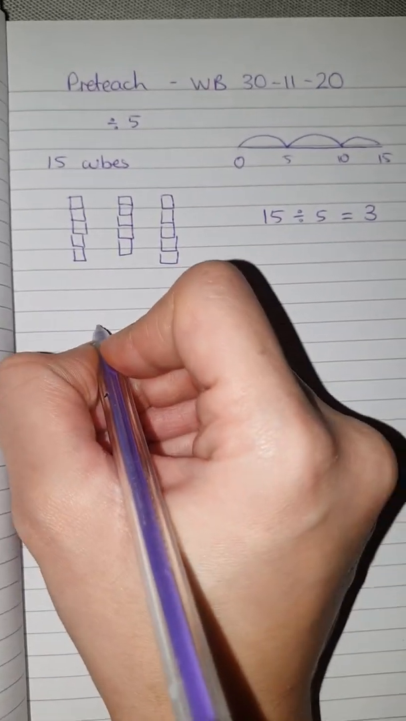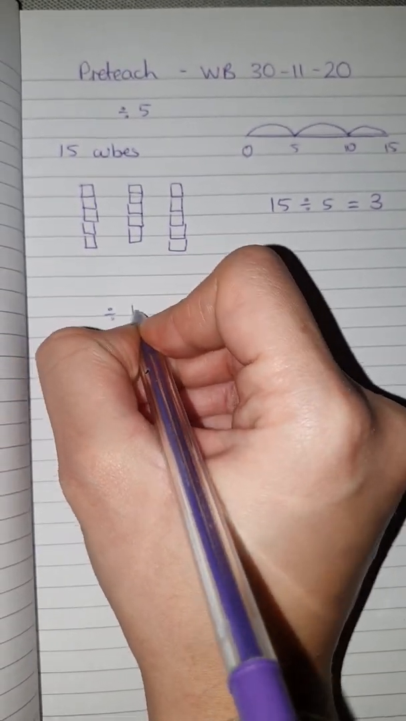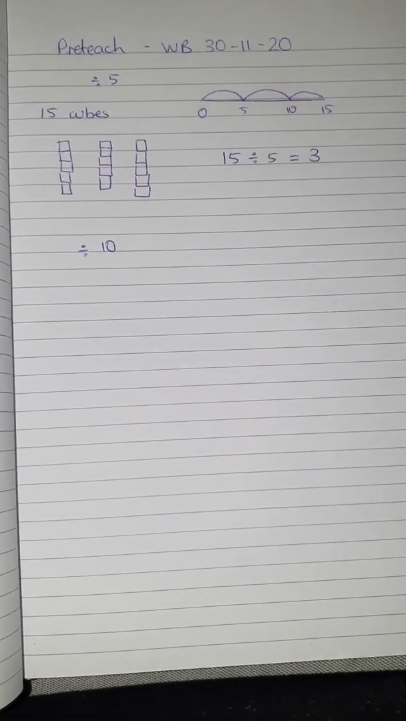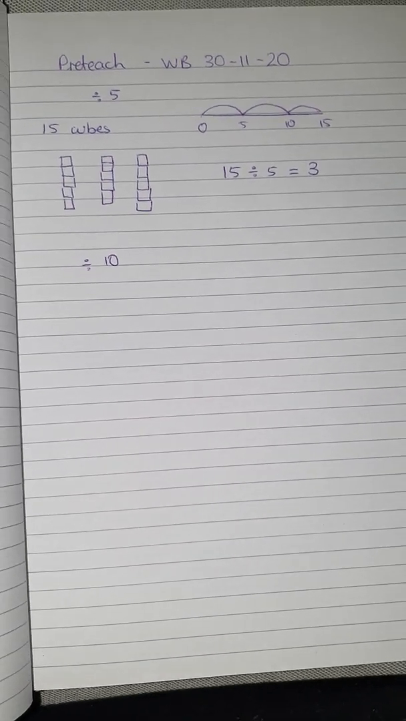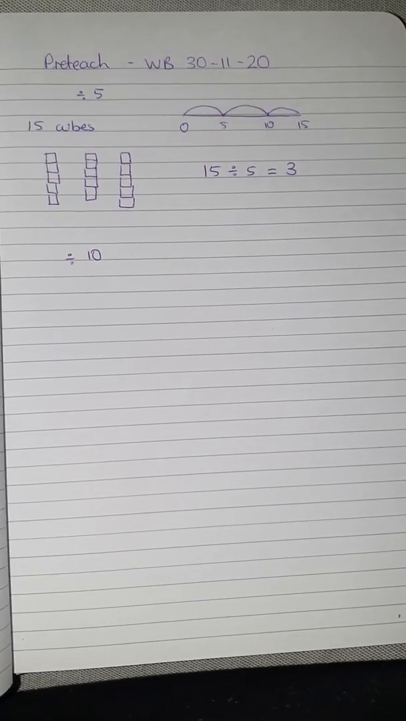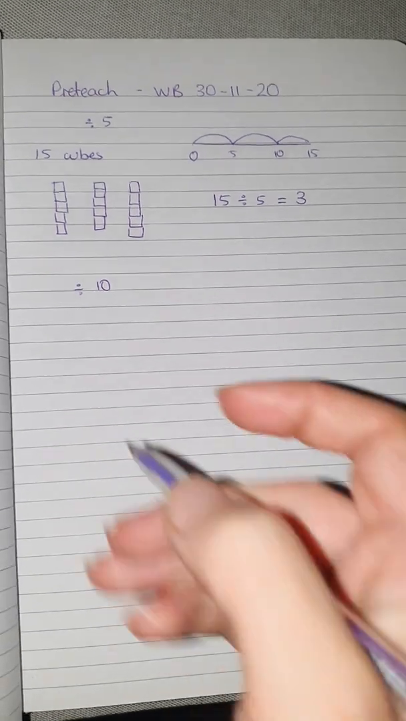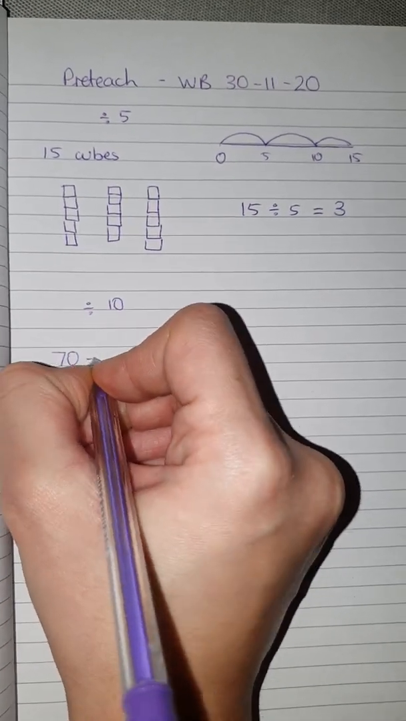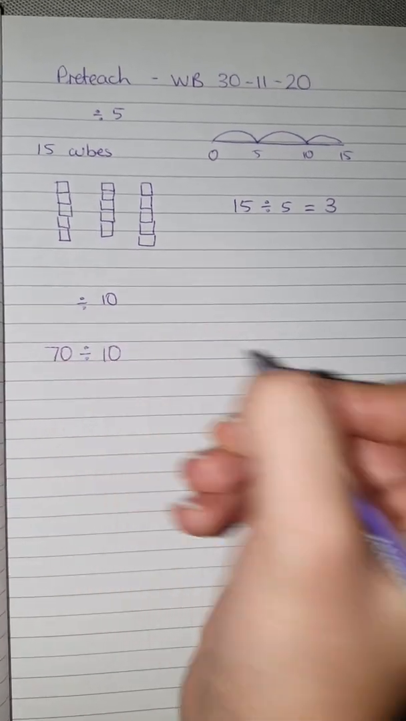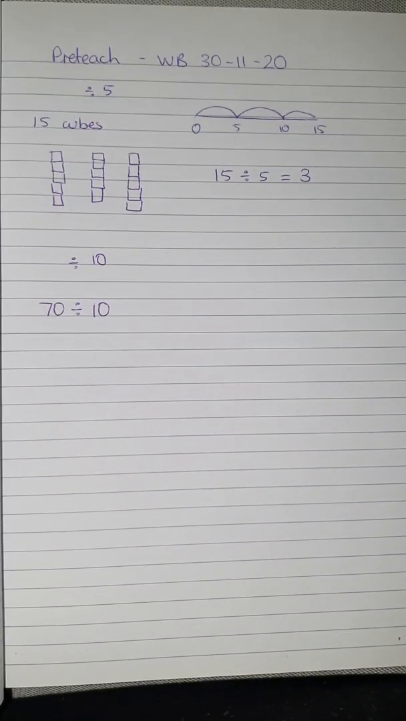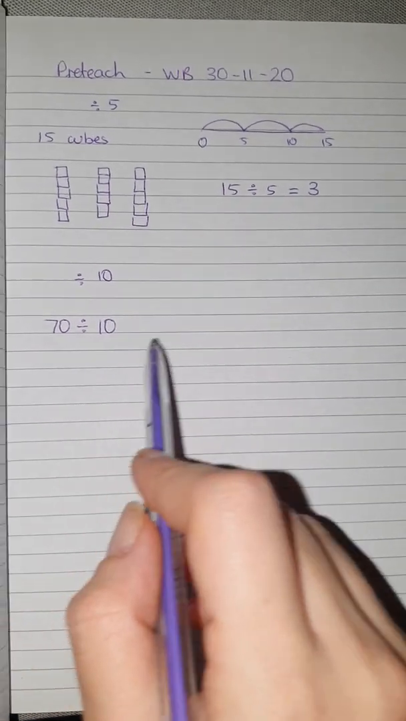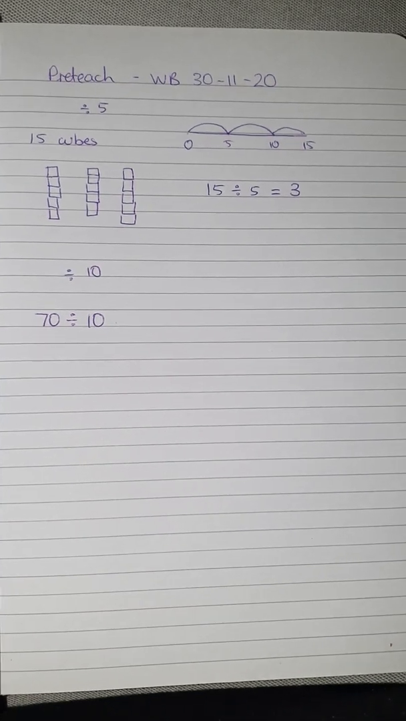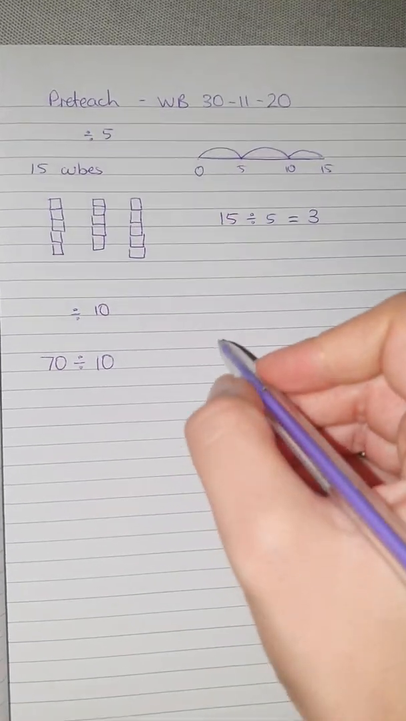Okay, now we're going to move on to dividing by 10. So we want to see whether grouping is the most efficient method or sharing when we're dividing by 10. So for example, if we do 70 divided by 10, would it be easier for me to draw 10 equal groups and then share 70 equally between those 10 equal groups?